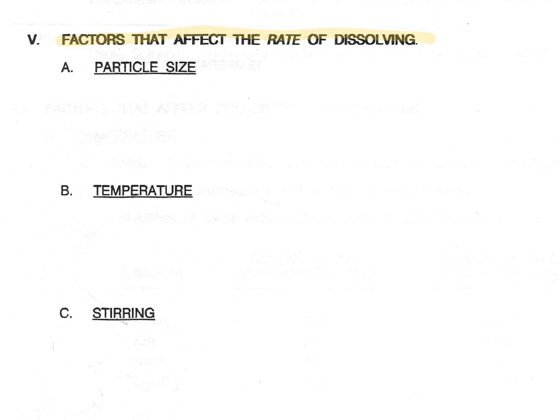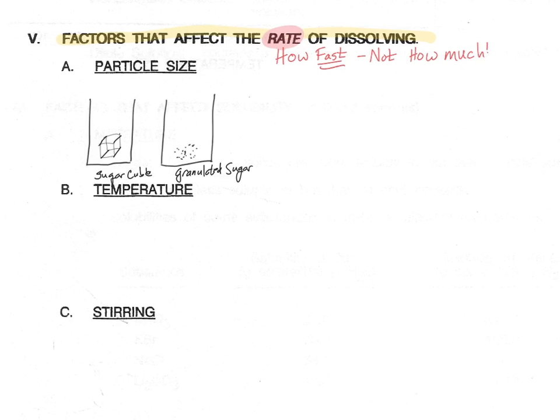So we looked at what affected the solubility of a substance. Now let's look at the factors that affect the rate of dissolving. The rate of dissolving is talking about how fast something dissolves, not how much. Solubility says how much. There are three major factors that we're going to look at: particle size, temperature, and stirring. We'll focus on particle size first.